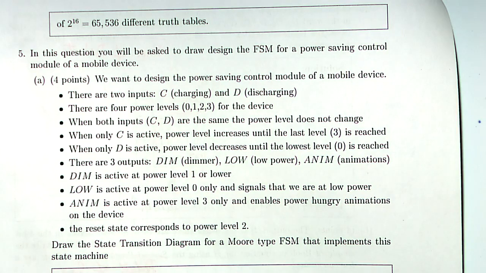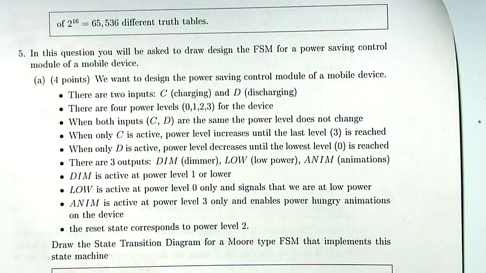There are 3 outputs from this state machine, and the first one is dim. The second one is low. The third one is animation. So these represent that you want to dim the device, you want to indicate that the device has low power, maybe at a lower level you want to indicate this. And animation is, let's say, you're fully charged, you can do a lot of power, you can do a lot of applications.